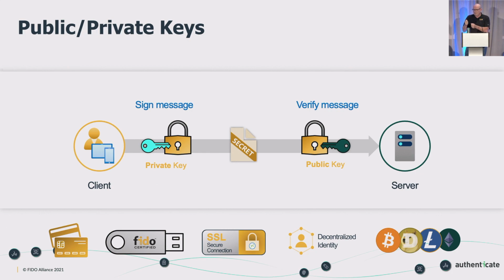I have the right public key, I can confirm it came from the right private key. Now, you'll see all the little icons at the bottom. This is a very well-known, well-understood, not always easy to implement, but well-understood cryptographic mechanism. It's used in all of these different scenarios. It's how we do secure connections on the web. It's a key part of all of the cryptocurrencies that are out there today.